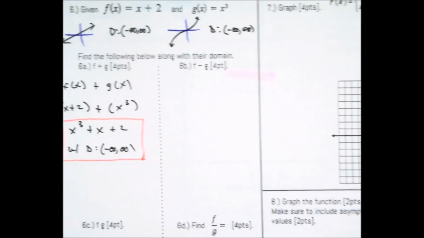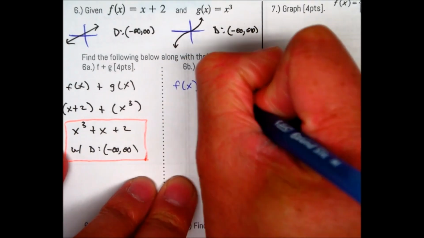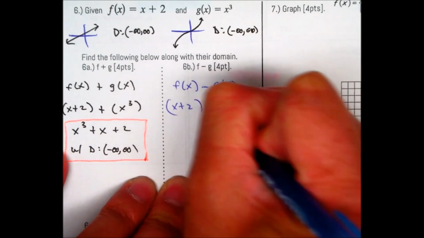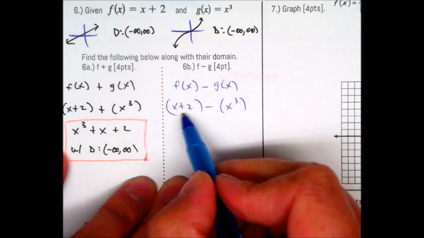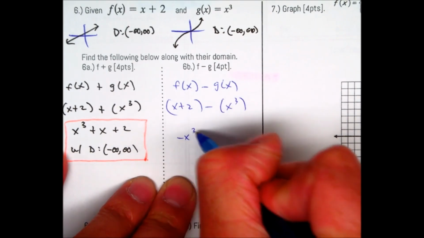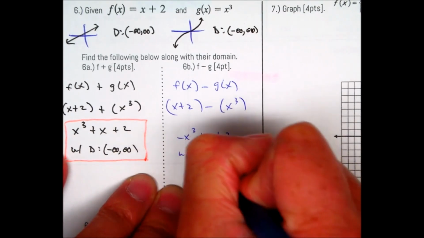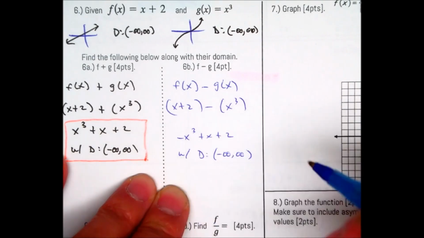Alright, let's do a subtraction. The function f subtracted by the function g. So x plus 2 minus x cubed. And again, they're not like terms. Here I can distribute the negative, so this becomes negative x cubed plus x plus 2, descending order, with a domain of negative infinity to positive infinity.